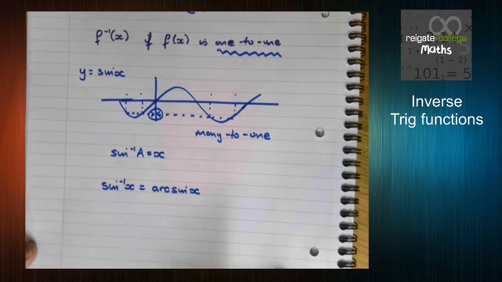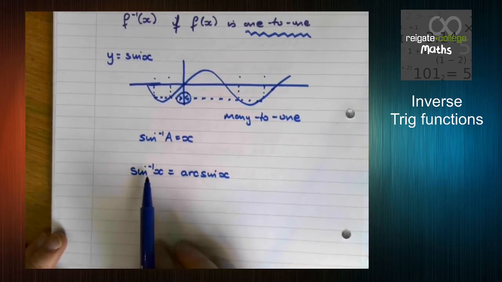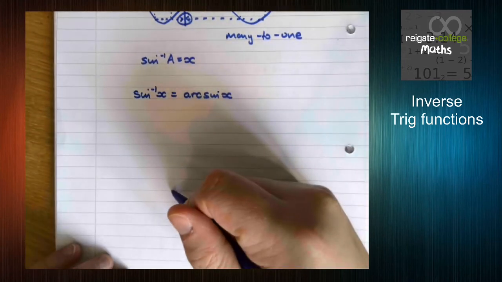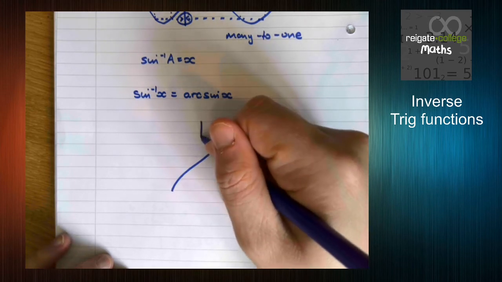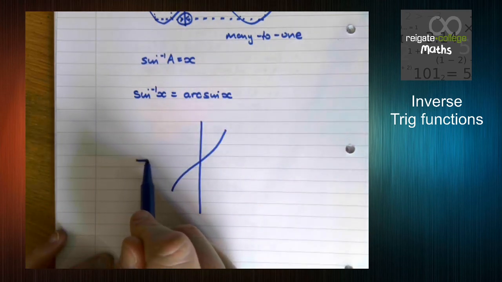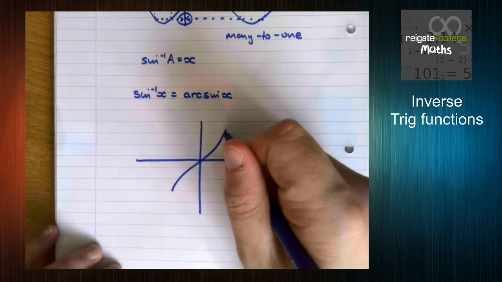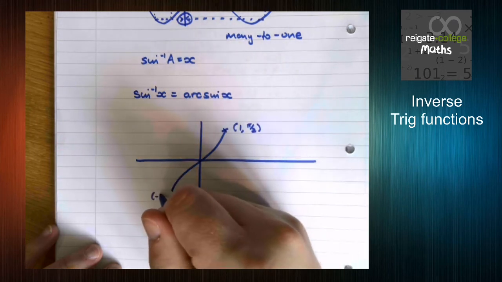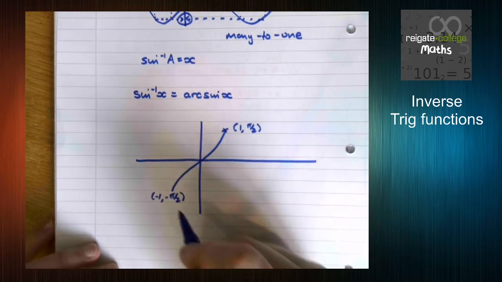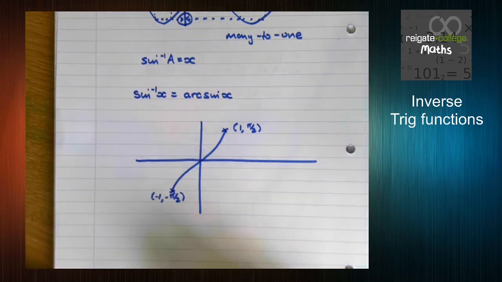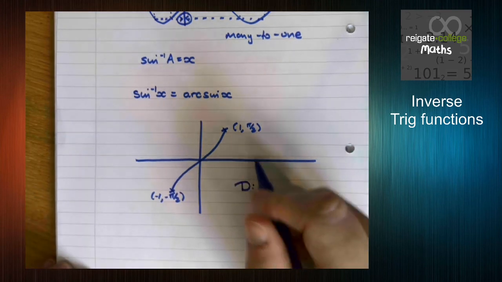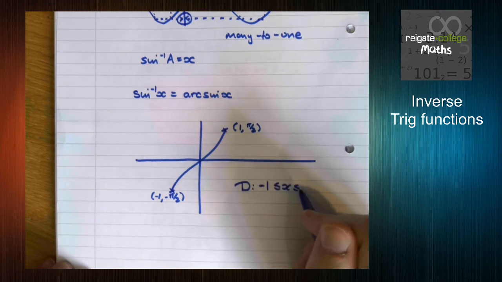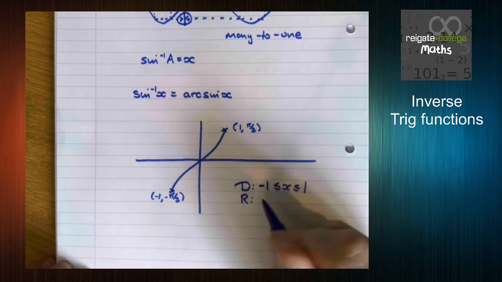So, we know that the graph of inverse sine x looks a little like that. And has endpoints at 1, pi over 2 and -1, minus pi over 2, which makes it very easy to work out the domain and range. The domain is the x values, and the range is the y values.